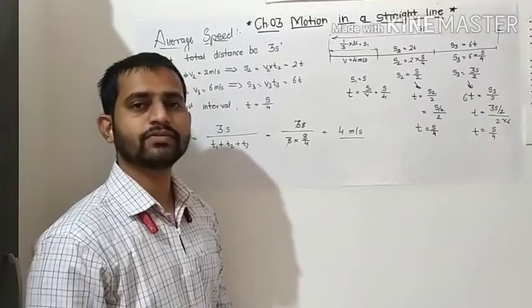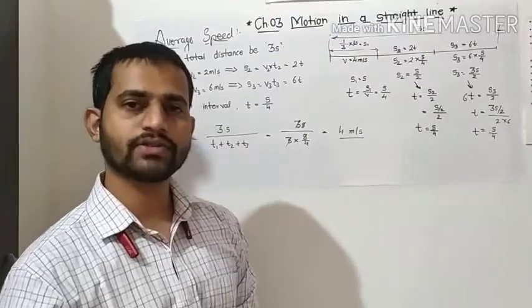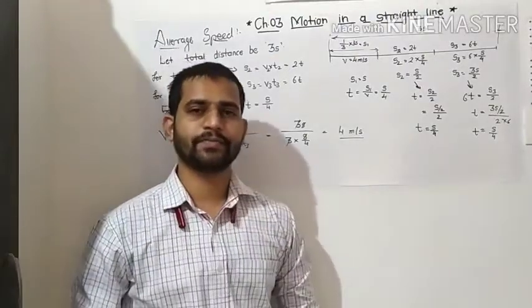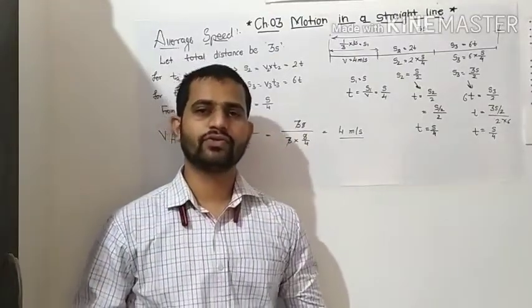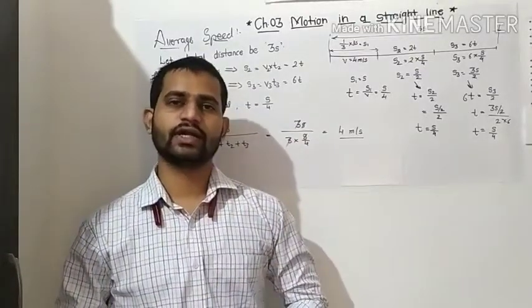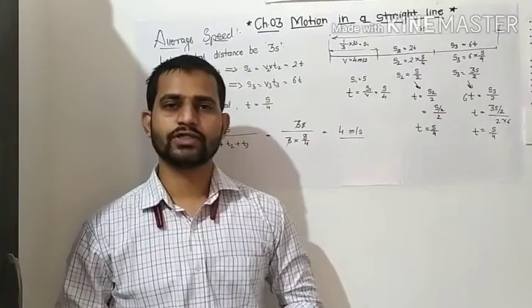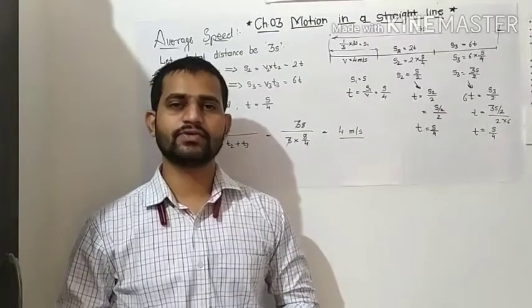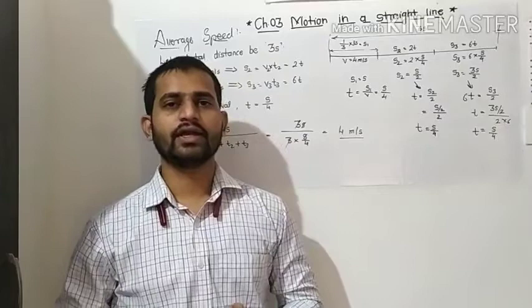Okay, so these are some numericals which may be asked on the average speed. Okay, so whenever we have to change our location from one point to another, we have to change our time interval also. So what is the speed? Speed is the distance covered during that time interval.